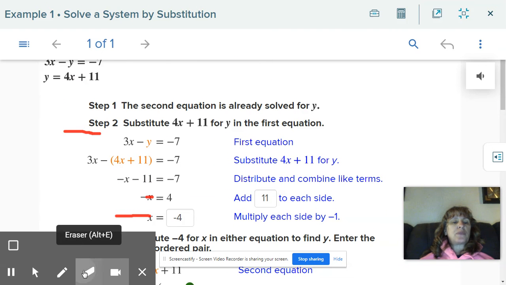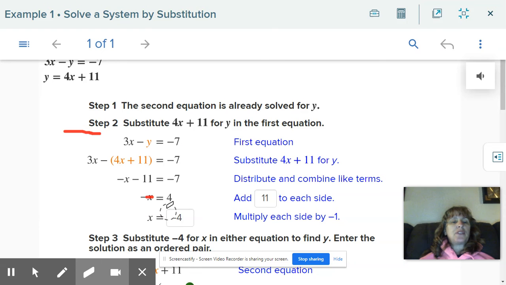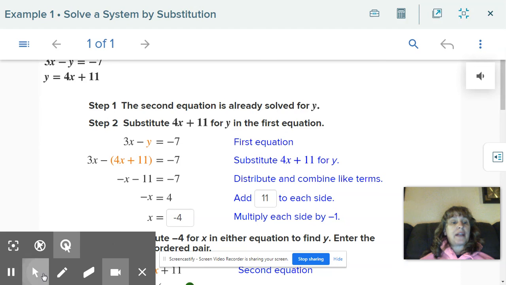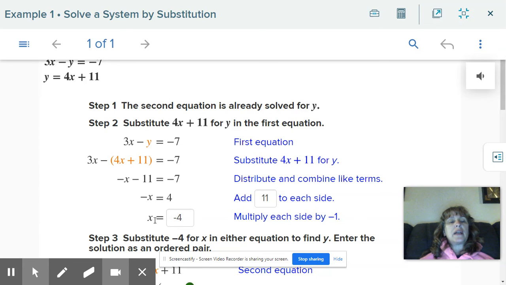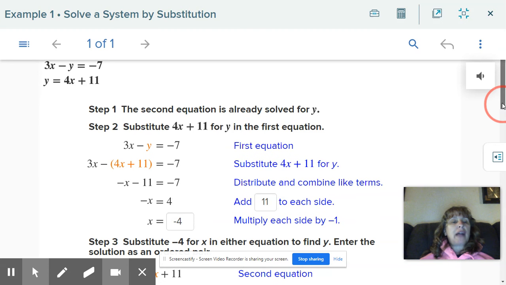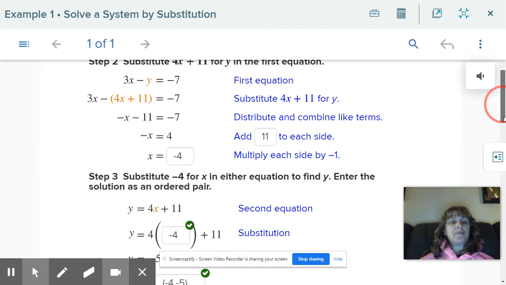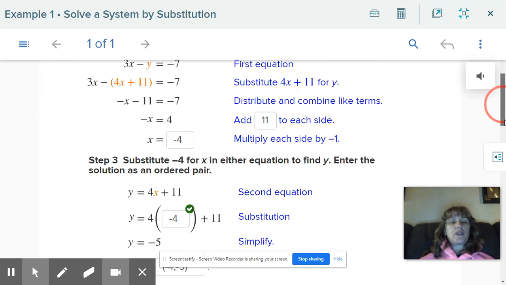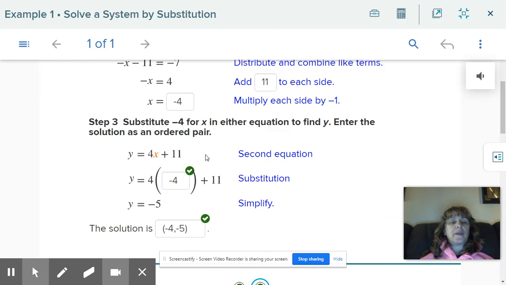Let's go ahead and get rid of these red lines. Add 11 to both sides, and you get negative x equals 4. Of course, you can't have a negative x, so you multiply both sides in essence by negative 1, or you just take the negative from here and put it over here on the other side, so x is equal to negative 4.